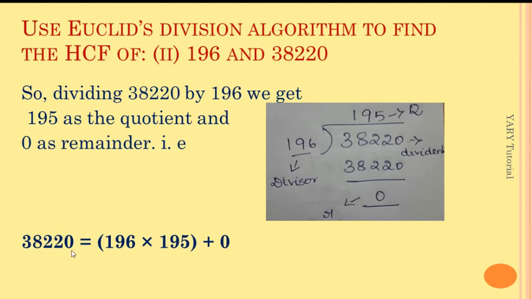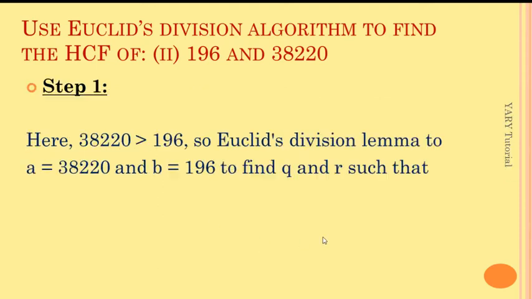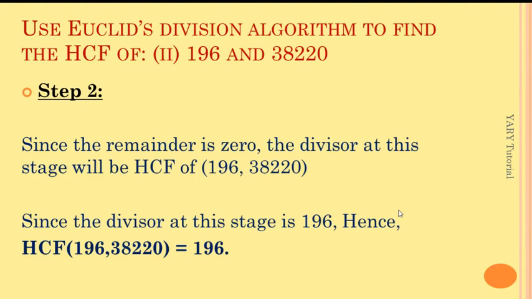So 38,220 will be equal to divisor, that is 196 into quotient, quotient is 195, plus remainder is 0. Since we got the remainder as 0, the divisor at this stage will be HCF of 196 and 38,220. The divisor at this stage is 196.